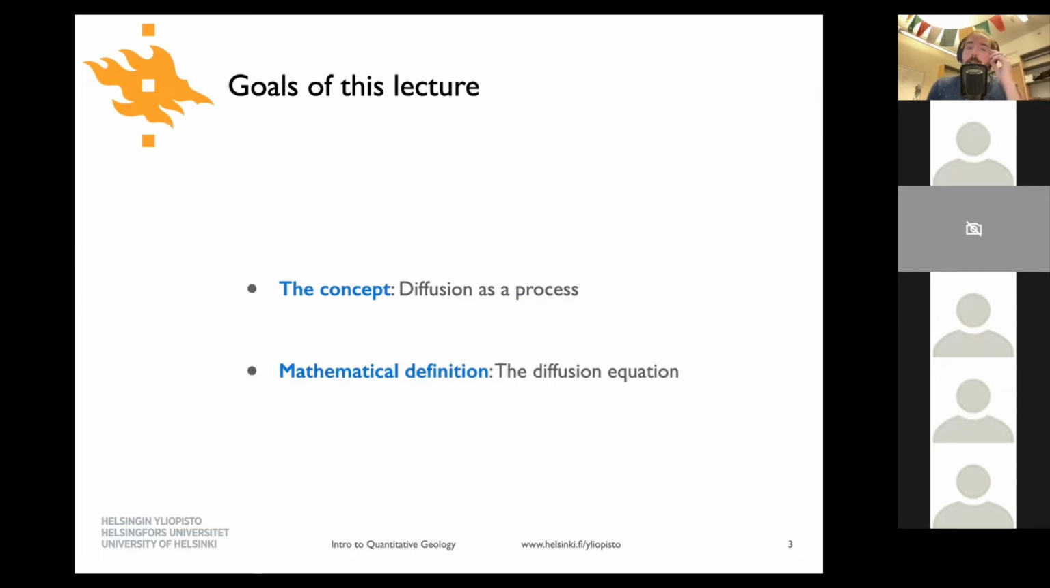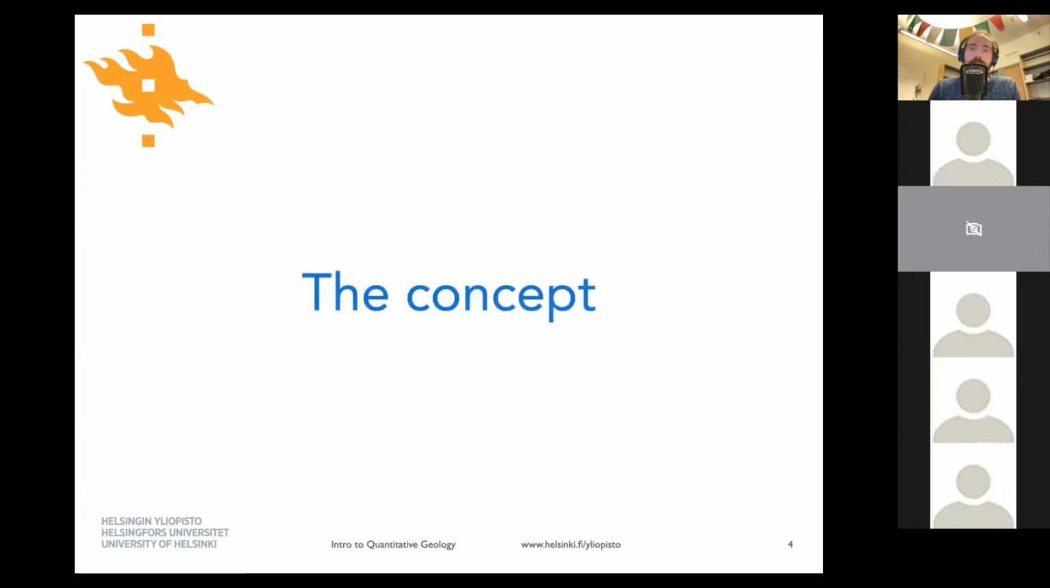So for us in the lesson at the beginning here today, we'll talk about the concept of what diffusion is as a process, and then we'll look at the mathematical definition. I walk you through a little bit of how the equation works, but we don't go through too many derivations or things like that. I try to stick more to understanding the terms and how they might affect the diffusion equation.